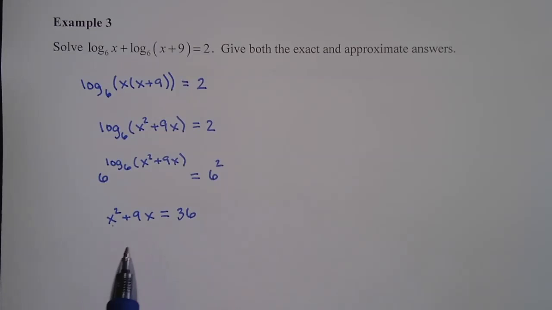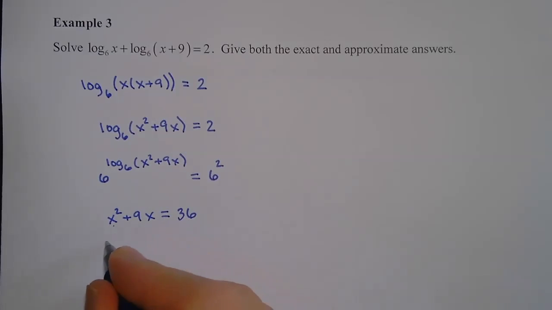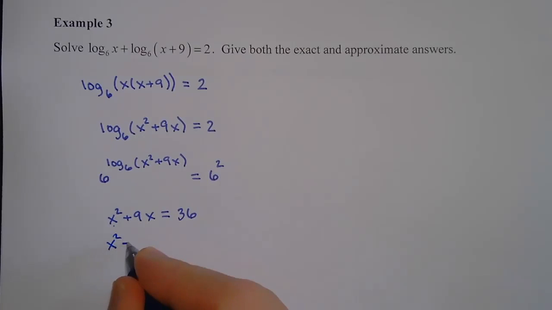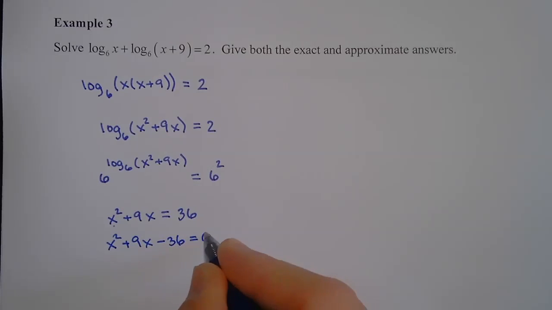Now, why do I want to try factoring? It's because I have an x squared and an x term. If I just had the x squared term, then I'd want to use square roots. And that was all covered last semester. All right, so I want to move the 36 over. So I'm going to have to subtract 36 from both sides. And that would give me x squared plus 9x minus 36 is equal to 0.